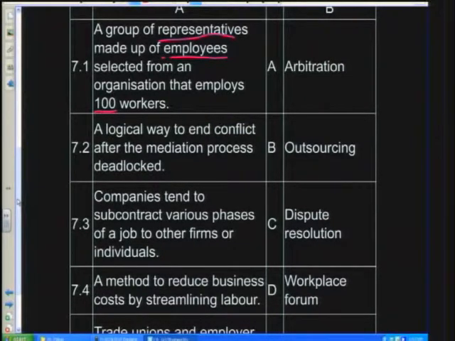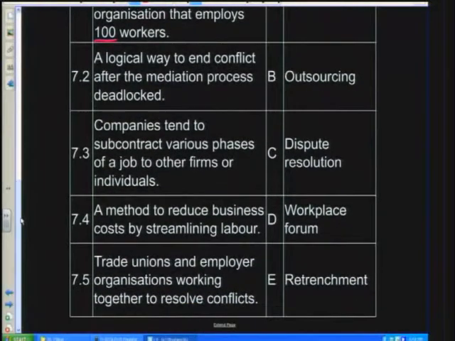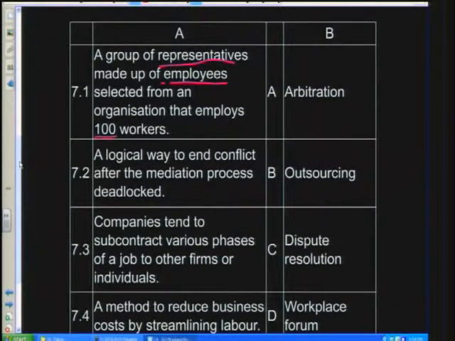Dispute resolution. Did we talk about disputes here? No, we didn't. Let's look at our other options. A workplace forum. We just spoke about it, guys, where we said it's a representative group of employees. So my answer here is D. I'm just going to write it here for you guys. I'm not going to draw lines everywhere now.